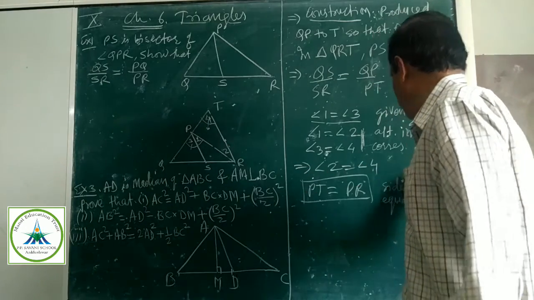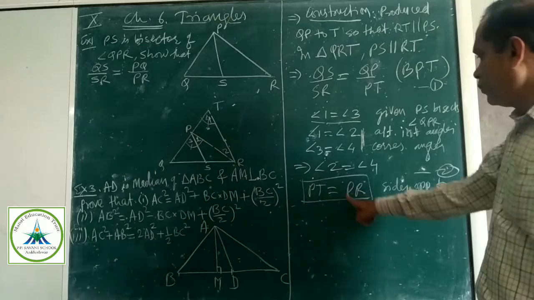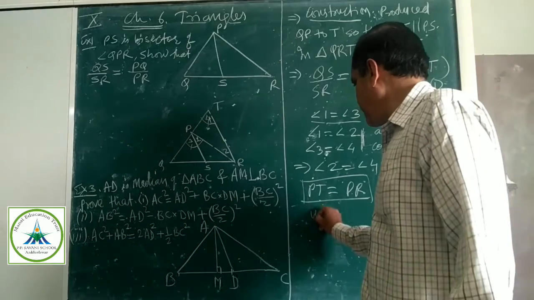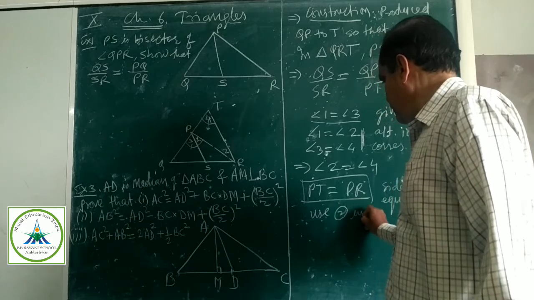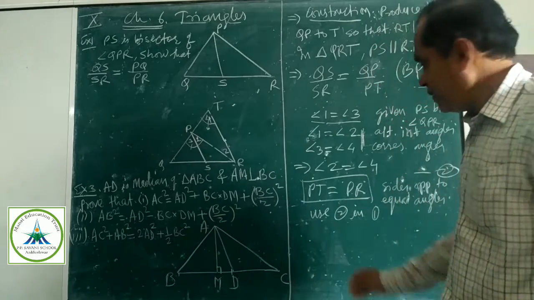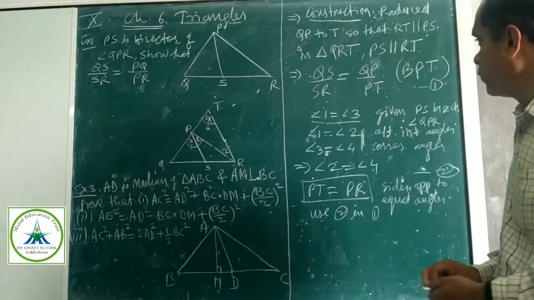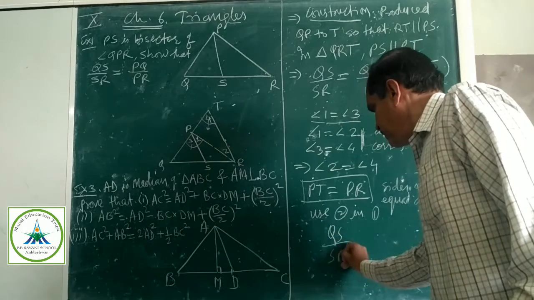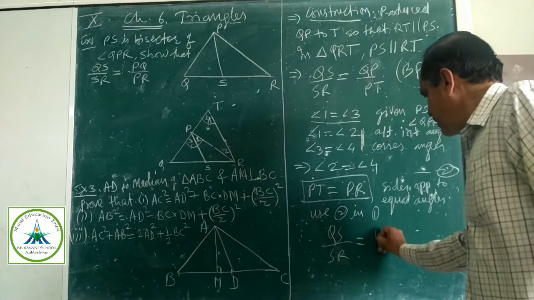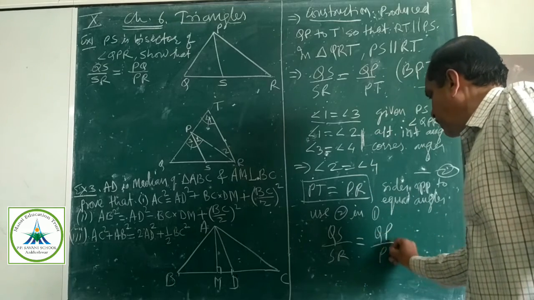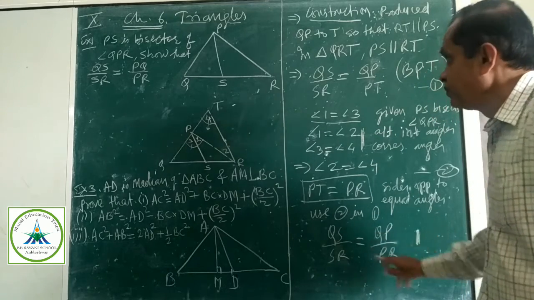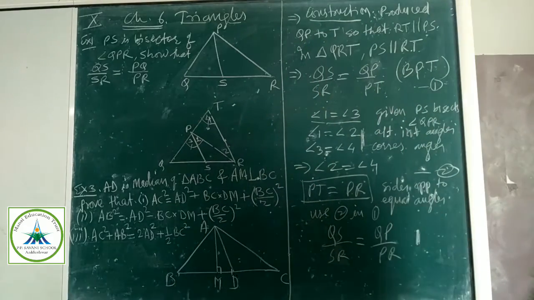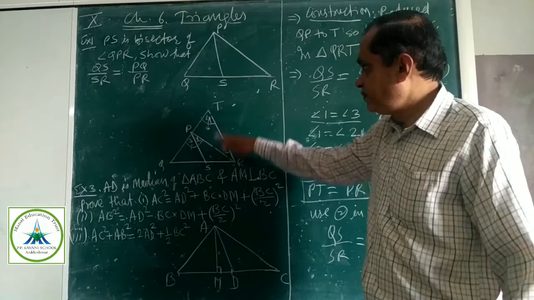Now number 2. Now we will put PR in place of PT. Use 2 in 1. Therefore QS upon SR equals QP upon PR. Hence, we got this. Right? The important part of this example is this concept.